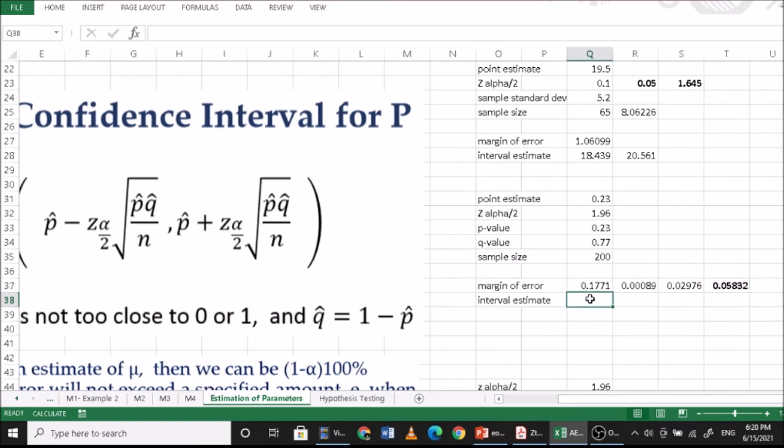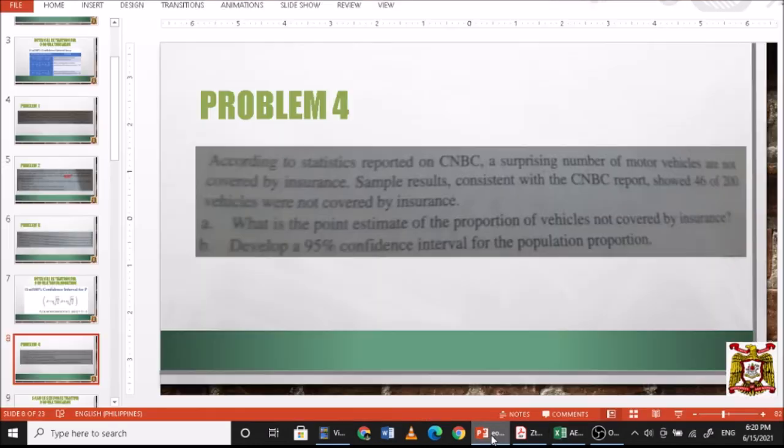And for the interval estimate, it's the same. We have the point estimate minus the margin of error, and the point estimate plus the margin of error. So this is now 0.17 to 0.28, or the true population proportion of vehicles not covered by insurance is between 17.17% to 28.83%. If you want the percentage, you simply multiply this by 100%. Okay, so that's for population proportion.